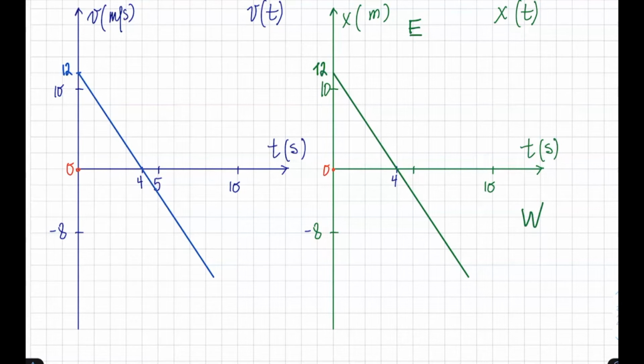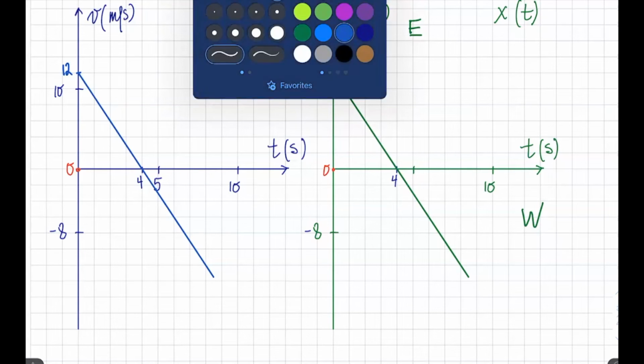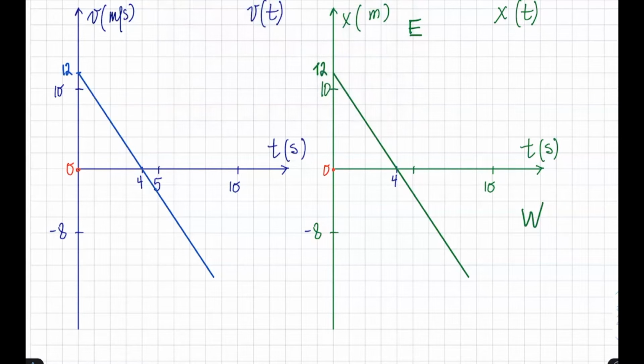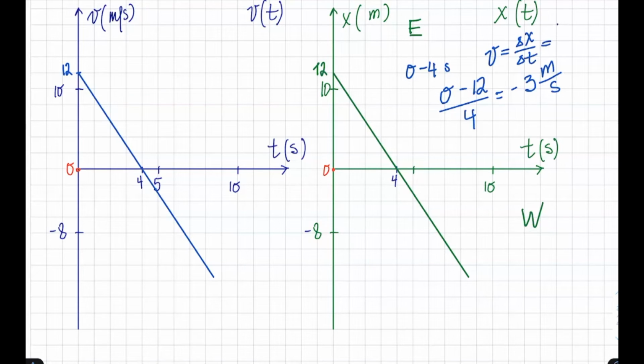And how fast is it moving? Well, we can choose any point. So I'm going to look at from 0 to 4 seconds. What happened? Our final position at 4 seconds is 0. Our initial was 12. So 0 minus 12 over 4 is -3. And what did we do? We divided meters by seconds. Rise over run. Rise was in meters, run was in seconds. So that's just from the graph. And then the velocity formula is change in x over change in t. The same thing. 0 minus 12 over 4. -3 meters per second. Either way, rise over run or just the formula will give you the same.